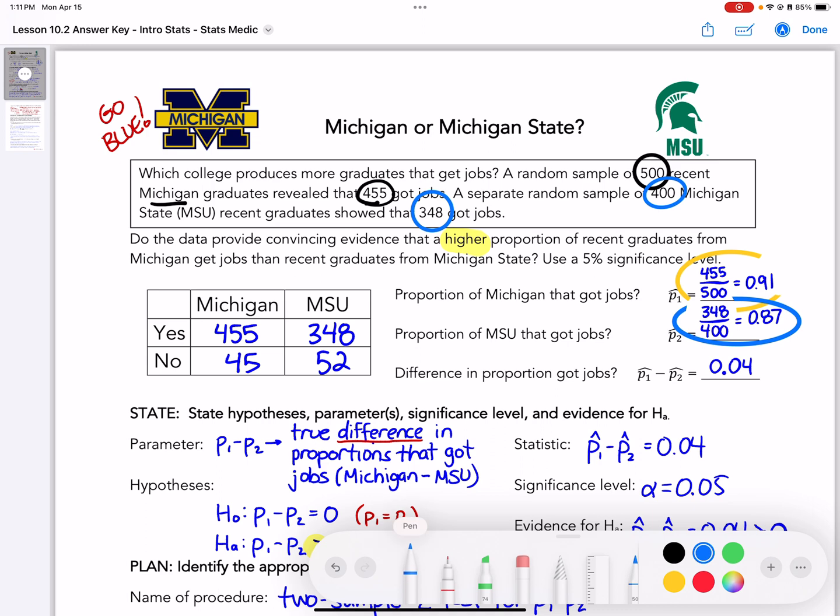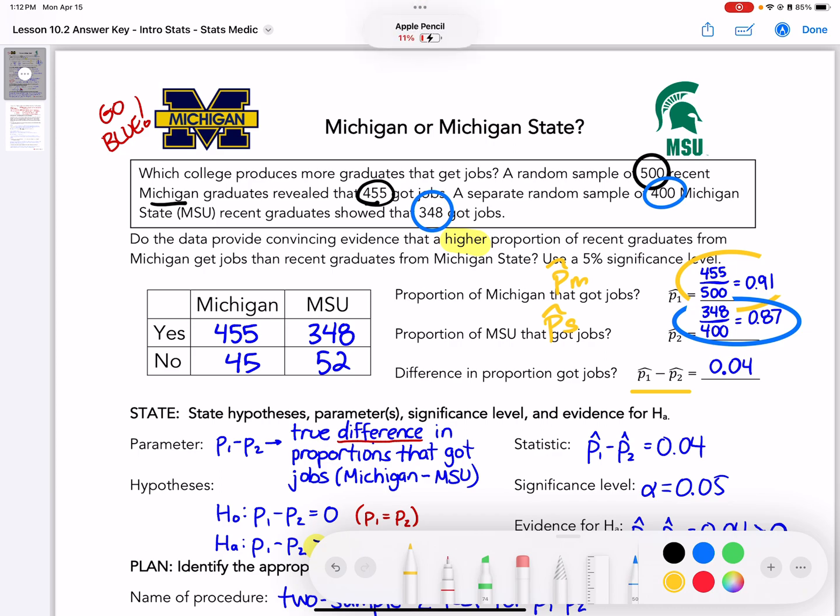So we can't really see that. There we go. All right. So when you label these, I have this as proportion of Michigan that got jobs with P1 hat. You could, if you wanted, use PM hat, and then maybe I'll put S for Michigan State University. You can use a 1 or a 2. It doesn't matter. Michigan could be 1. Michigan State could be 1. It doesn't matter. That's why you're labeling them and letting me know which one's which. The difference is just P1 hat minus P2 hat, and that's 4% because 91% minus 87%.